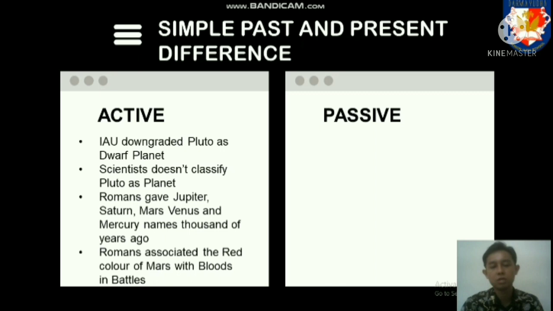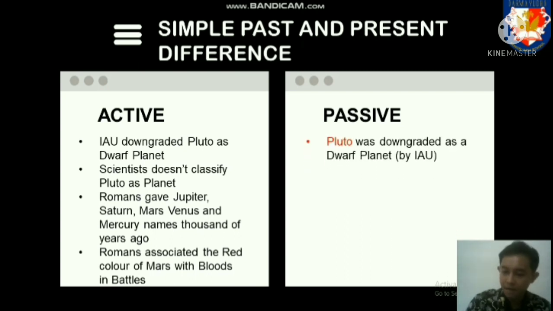I'm showing you some active sentences about planets, guys. Now let's think of it. Now we are going to change it to passive verbs or passive voice. As you can see here, the first one, IAU downgraded Pluto as dwarf planet. Actually, we talked about it earlier. So this is the passive, guys. Remember, passive verbs focus on object or people or thing that receive what? Receive action. Yeah, guys.